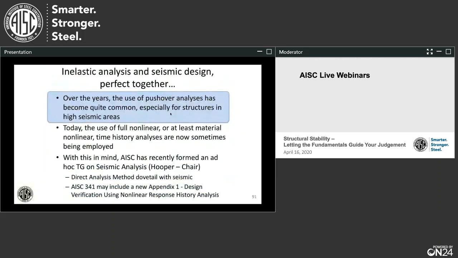Now, inelastic analysis is really being pushed by seismic as well. They can see the advantages of having fuses and portions of their building yielding. And so that side has always been active. And today, when we're going to the extent of using full nonlinear analysis and time history analysis, AISC right now has a task group led by John Hooper looking at two things really, the direct analysis method within seismic and a forthcoming appendix on how to use advanced nonlinear analysis, time history analysis in the seismic community. So good things coming on that front.